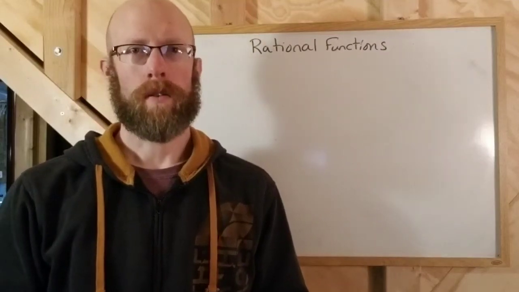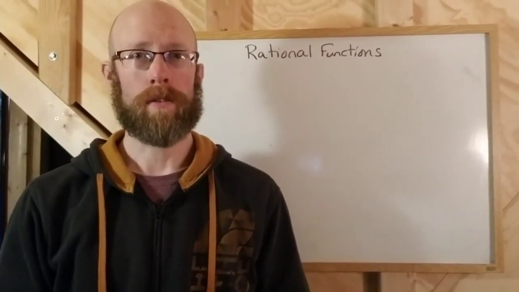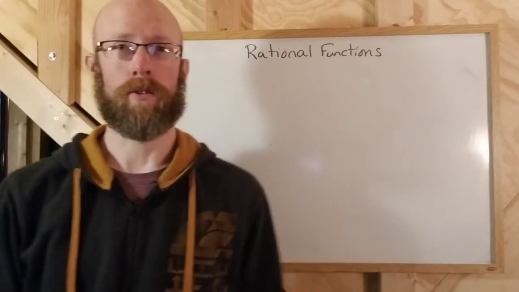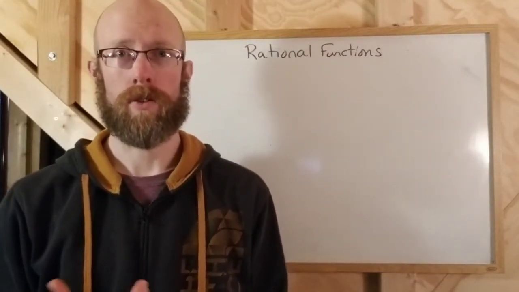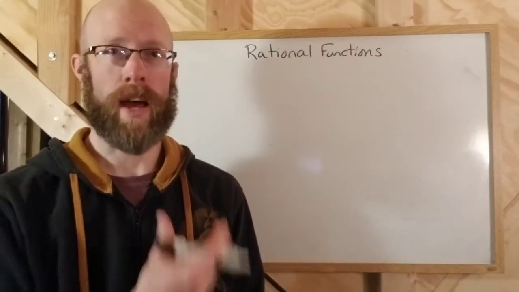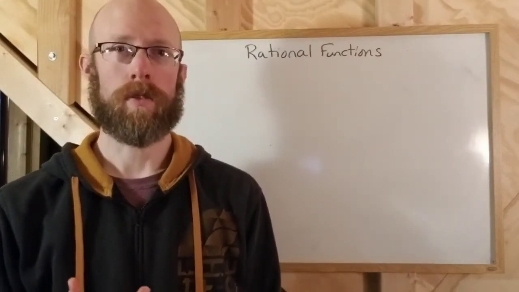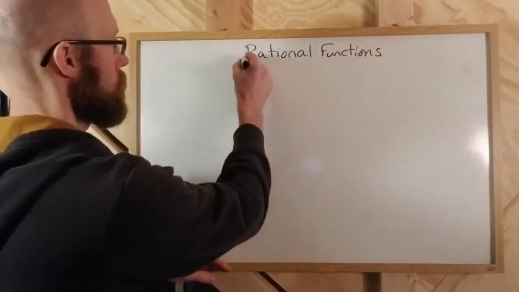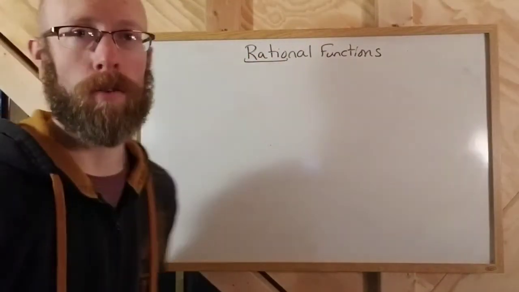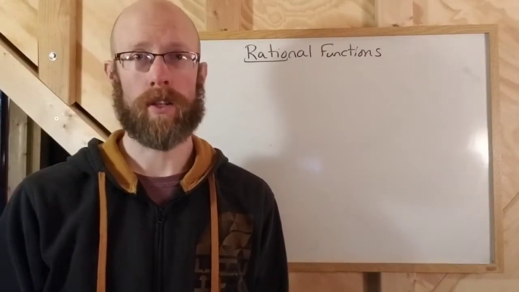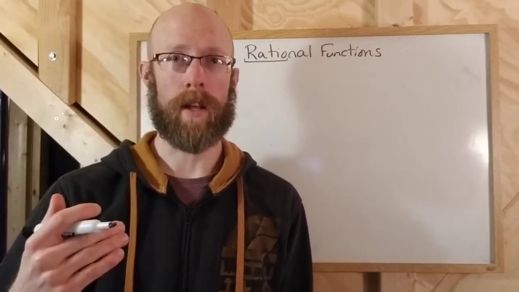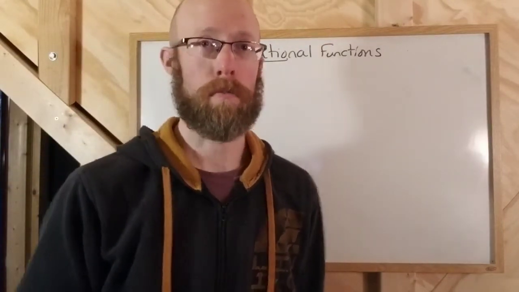All right, now that we have looked at polynomials and pretty much everything there is to look at polynomials, we're going to get into combining polynomials in a certain type of way to create what we call rational functions. Now, a rational function, the root word there is ratio, and of course a ratio is a fraction. So we're going to create fractions where the numerator and denominator are polynomials.